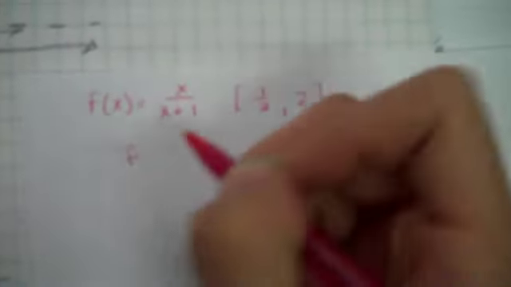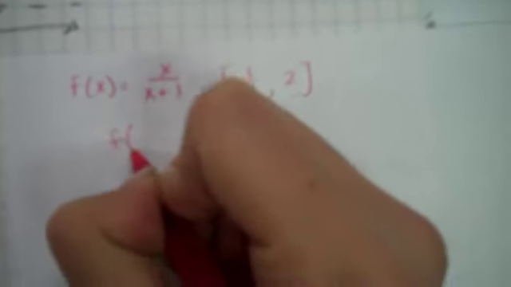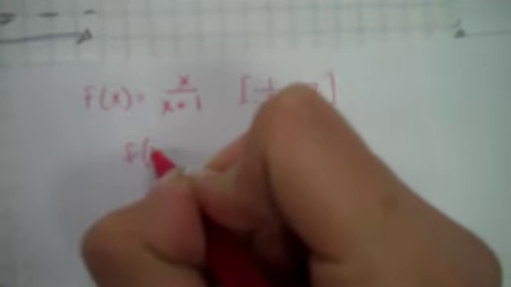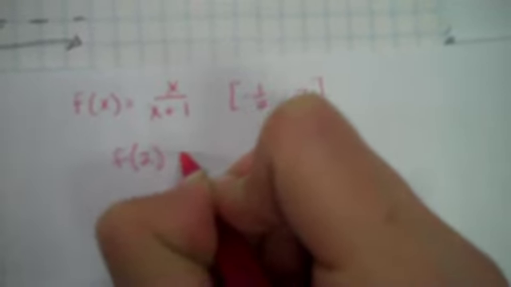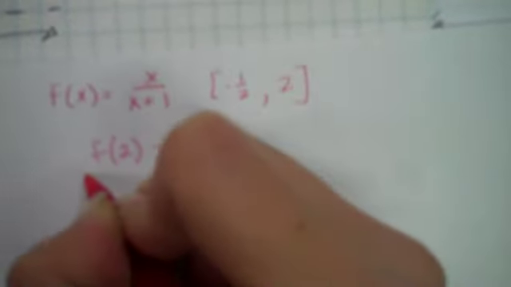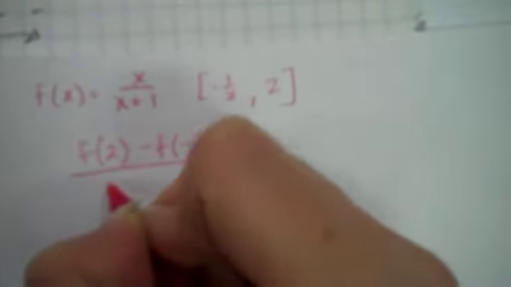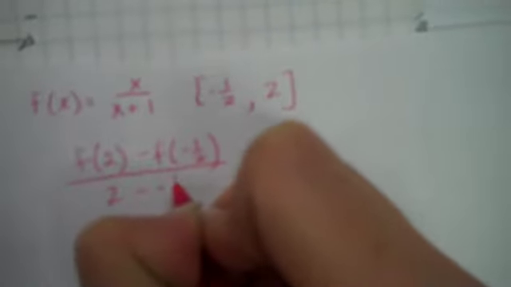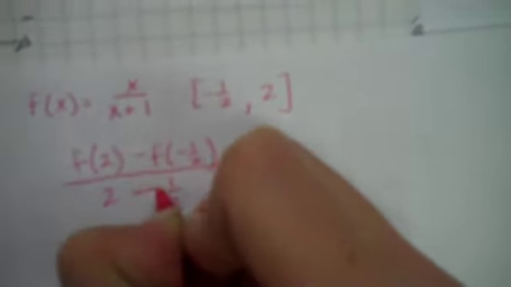The first thing that we have to do is look at what is the slope of the secant line. So to do that, I am going to be calculating the change in the y's over the change in the x's. So I'm going to just plug in f of 2 minus f of negative 1/2, and then I'm going to put that all over 2 minus negative 1/2 and calculate this out. Understand that that will be a giant plus.